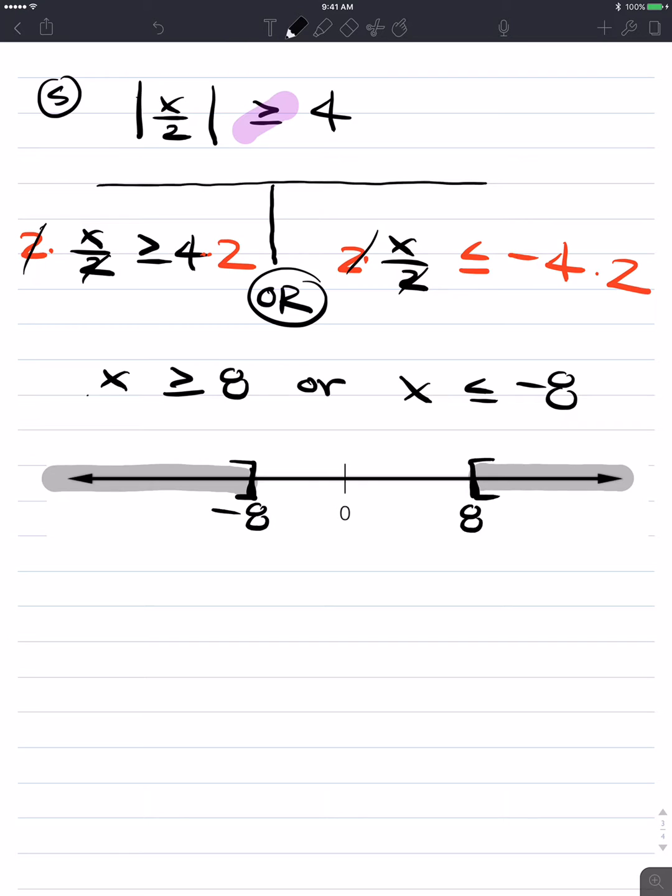The left portion, in terms of interval notation, is negative infinity up to negative 8 with a square bracket. Union, the right graph is 8 to positive infinity. This is our interval notation.